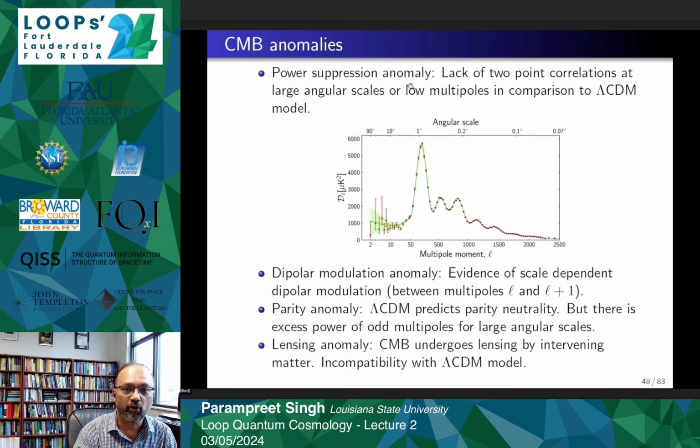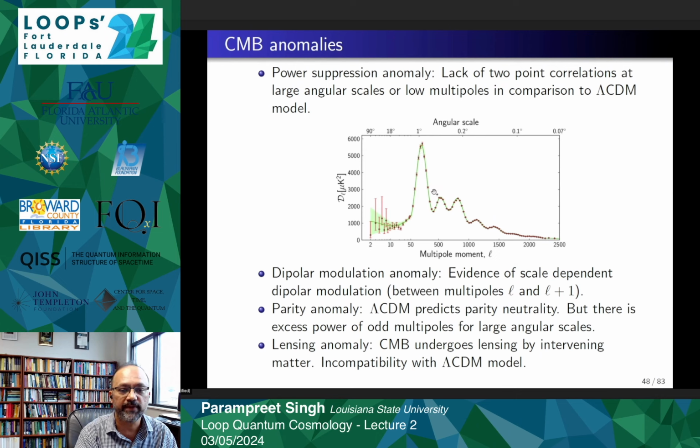There is a power suppression anomaly. What is plotted here is the power in the 2-point correlation of that CMB map I showed you, versus the multipole moments when you write that power in terms of the spherical harmonics, which are these L's. These are the large angular modes.